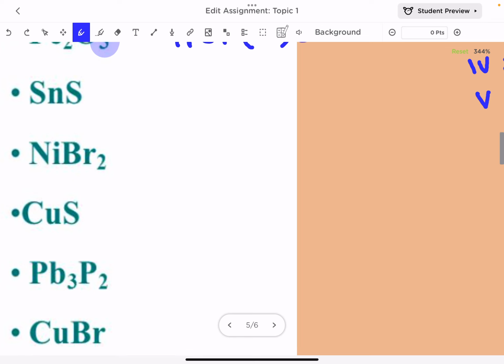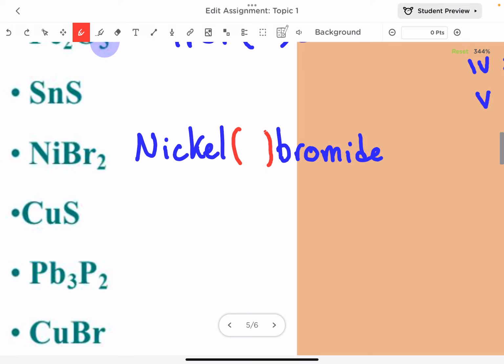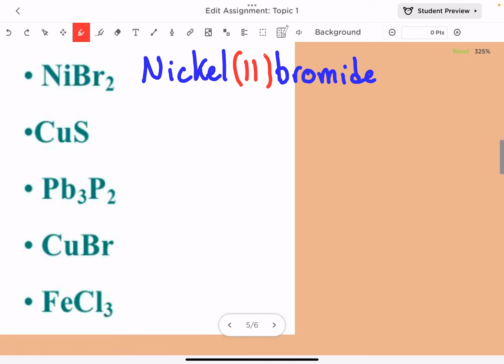So let's take this nickel bromide. Nickel has more than one oxidation state. So the name is not just simply nickel bromide. I need to express the charge of nickel. And in order to know the charge of nickel, I'm gonna look at the number written next to Br. So this is nickel 2 bromide.